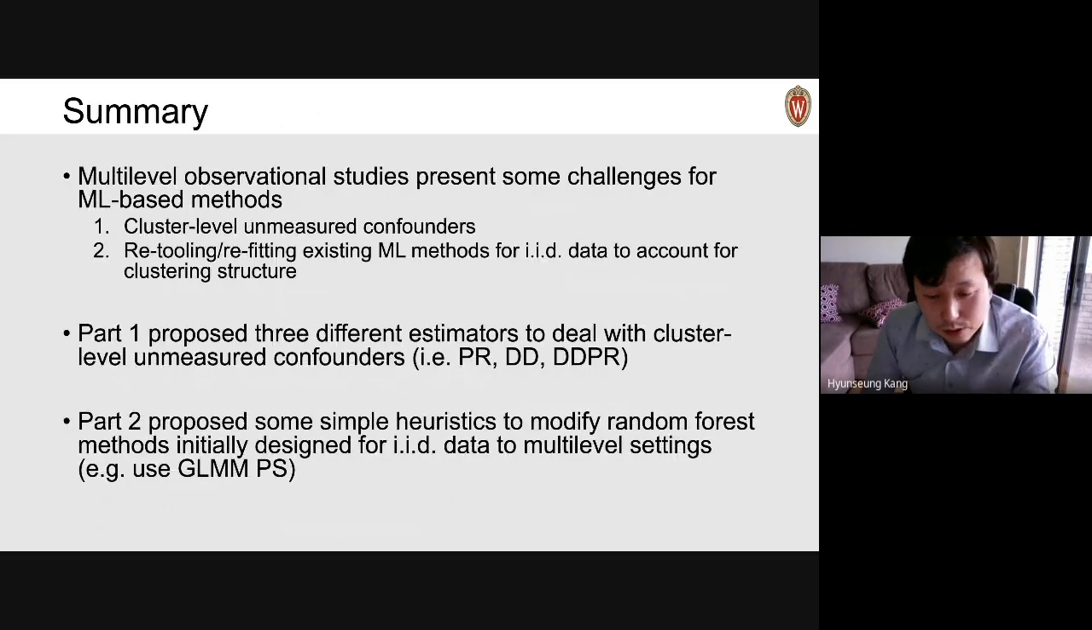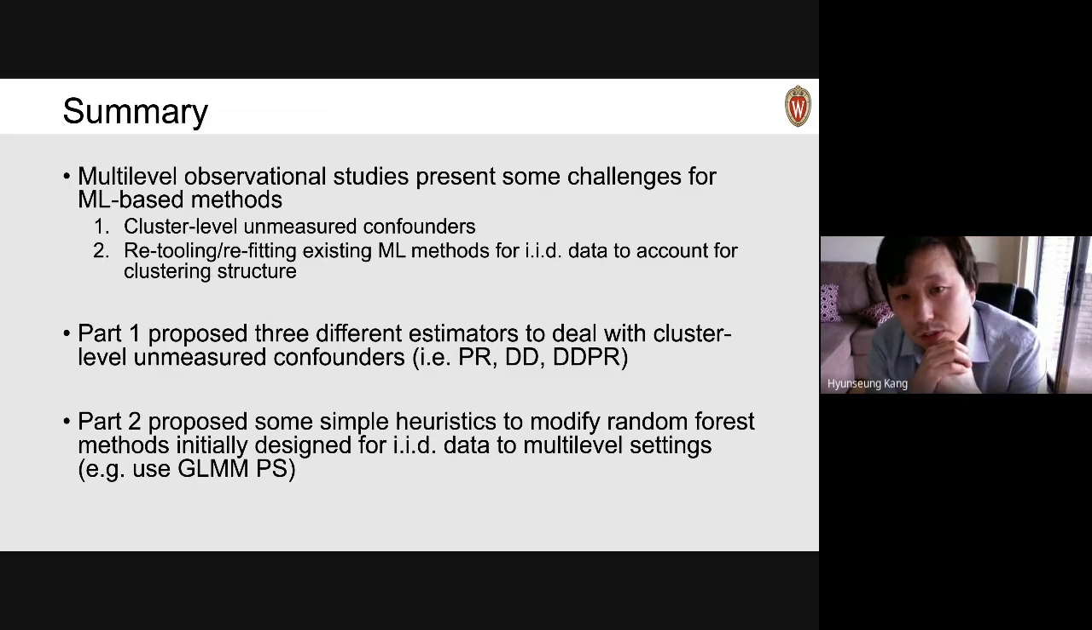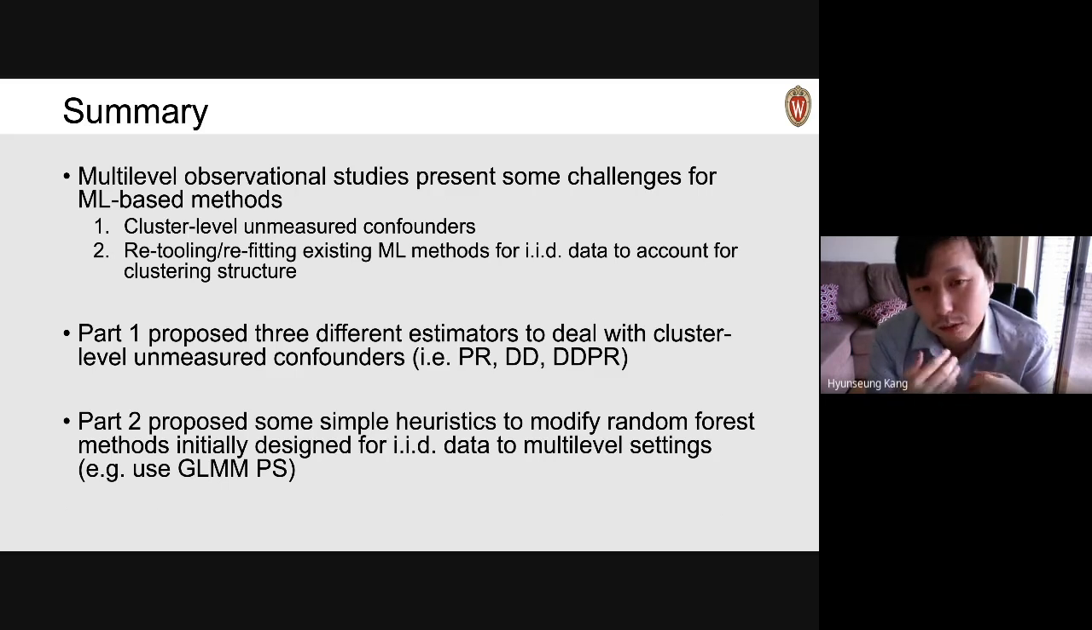Yeah, so this is just a summary of the presentation. We just discussed today multi-level observational studies and some challenges that presents for machine learning methods. The first one being that there are new types of unmeasured variables known as cluster level unmeasured variables that are shared between the same people in the same cluster. And the second thing is generally retooling, refitting existing ML methods for i.i.d. data to account for clustering structure.